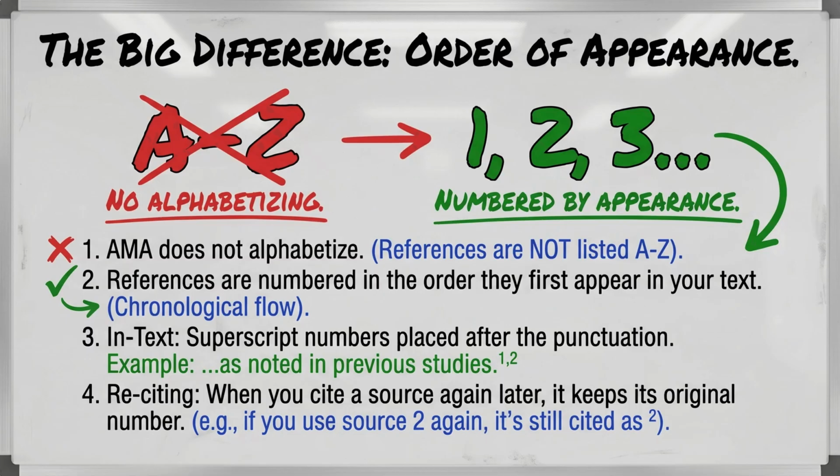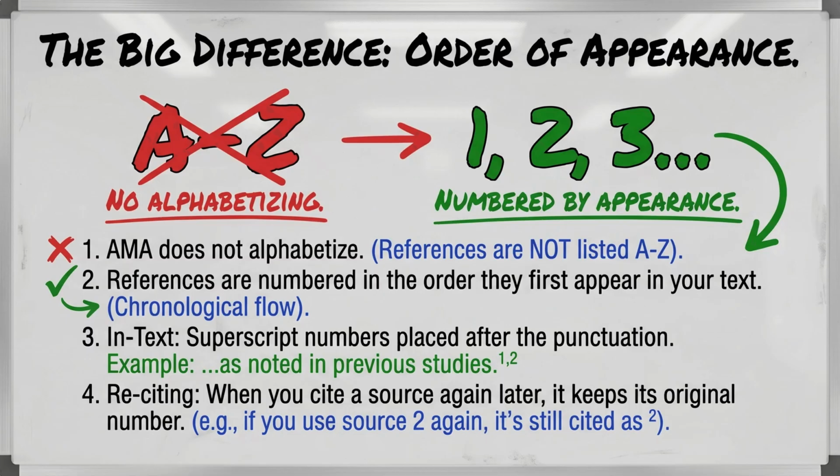The biggest difference between AMA style and other citation formats you might know, like APA or MLA, is how references are ordered. It's not alphabetical by author, and it's not chronological by publication date. Instead, AMA uses a numerical system based on the order each source first appears in your paper.